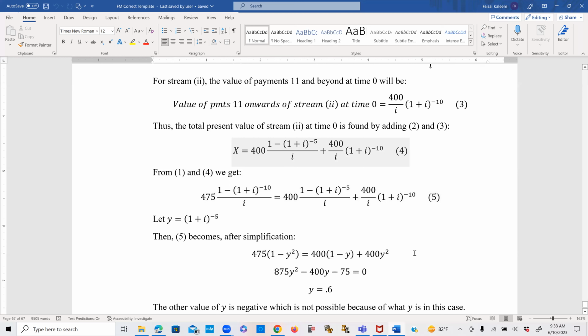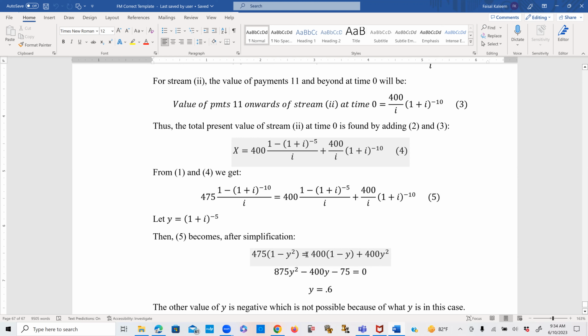Now we can let (1 plus i) to the negative 5 be y. So (1 plus i) to the negative 10 will be y squared. After canceling out the i's in all 3 terms, we have 475 times (1 minus y squared) equals 400 times (1 minus y) plus 400 y squared. When you open this up, this is 475 minus 475 y squared. The negative 475 y squared can go to the other side and become a positive 475 y squared. Added to the 400 y squared, it gives us 875 y squared.